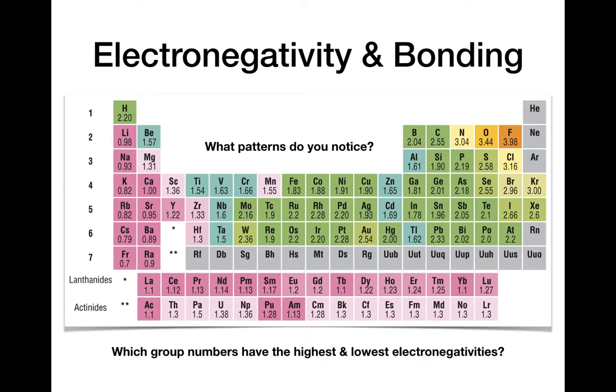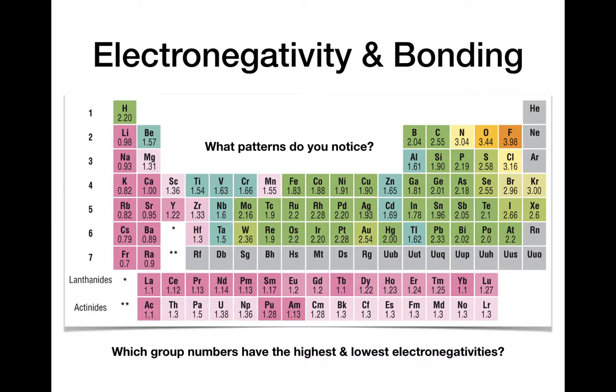Well, for the most part, group 1 over here, these are all really low, right? The lanthanides and actinides are all really low. The exception, of course, being hydrogen. Hydrogen is a non-metal and really belongs over here, but it's the first one.